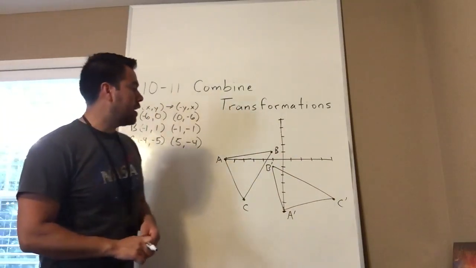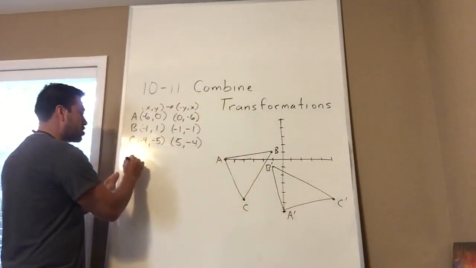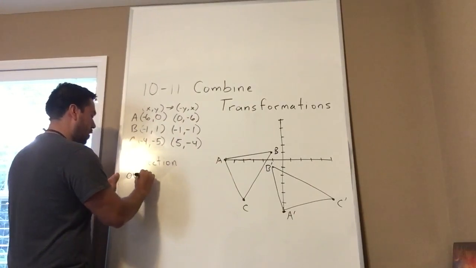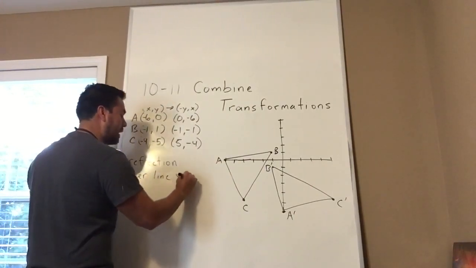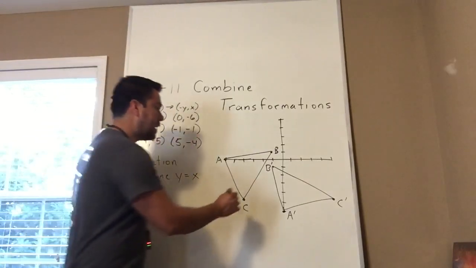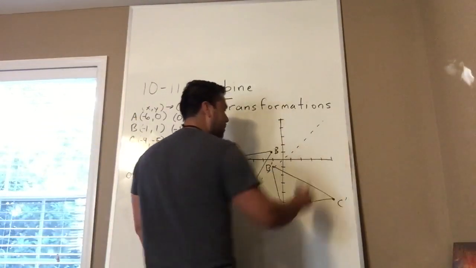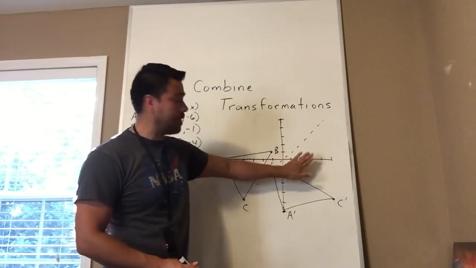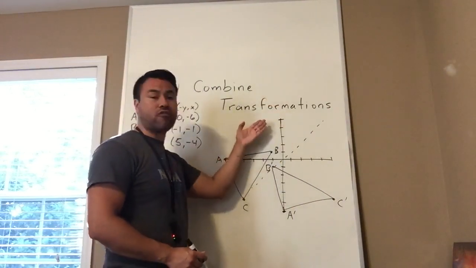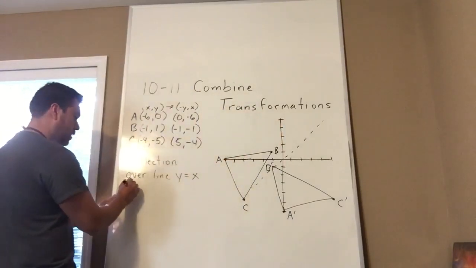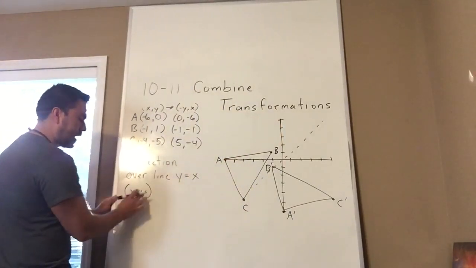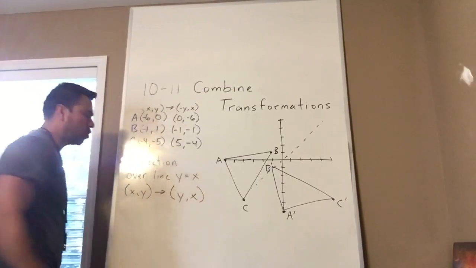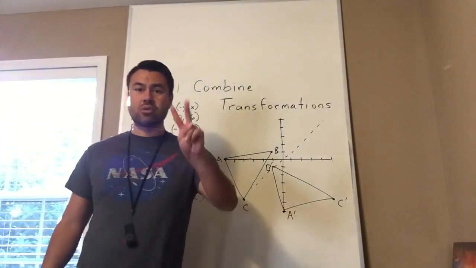And then we're going to do this one that we haven't looked at. It's a reflection over the line y equals x. That's saying if there's a line that had a slope of 1, so here's the line. Normally we do a reflection over the x or over the y, but there's also this diagonal line that we're going to reflect over. And the rule for this new one you have to know: xy changes to yx. The two coordinates switch, but none of the signs change.